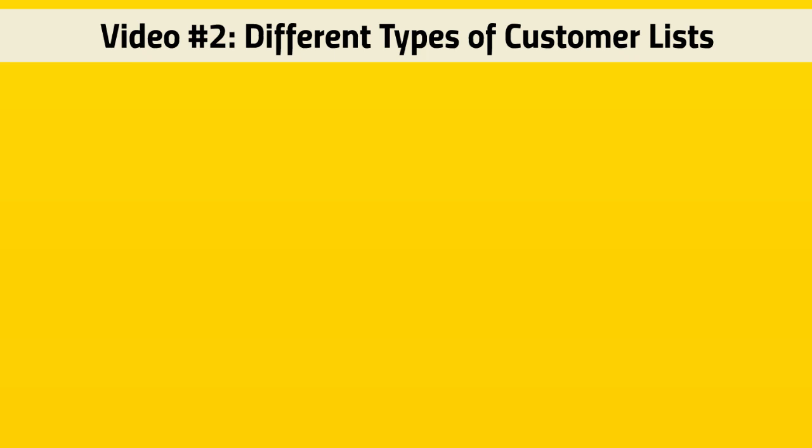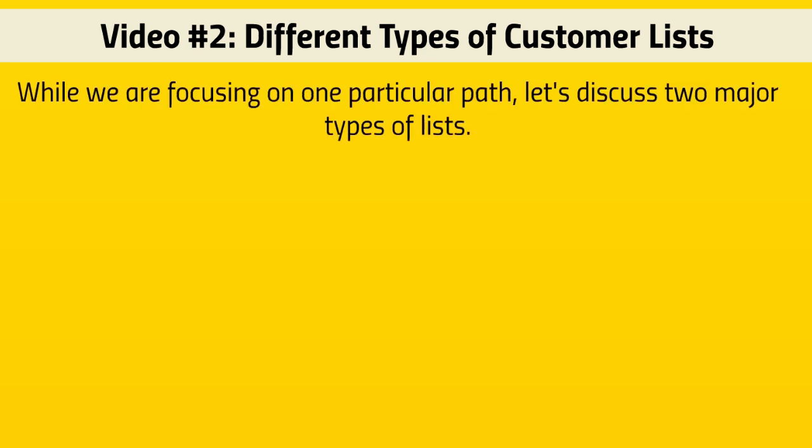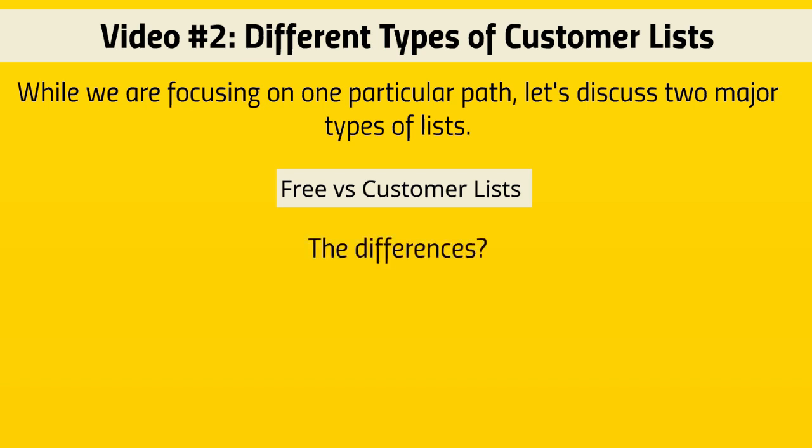Okay, so welcome back. This is video number 2, and we're going to talk about the 2 different types of customer lists. Now, while we're focusing on just one particular path, I really want to talk about the 2 major types of lists, because I want you to get into that mindset of understanding why there are 2 different lists and why we are really focusing on just one particular one. So the 2 major ones are the free list versus the customer list. So a free list, let me explain the differences.